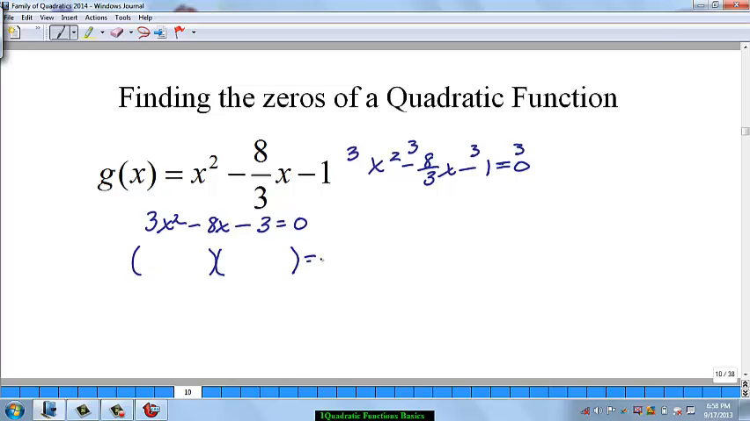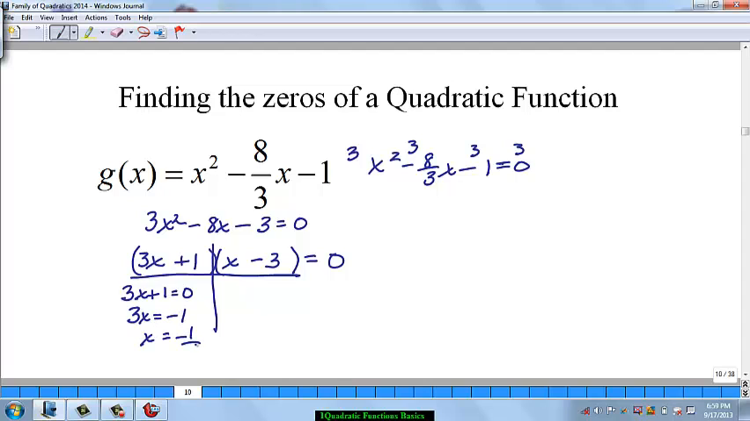Now you can split the middle if you want. I have 3x and x, and I have a minus 3 here and a plus 1. So see if that works. Yes. Big T, 3x plus 1 equals 0. 3x equals negative 1. X equals negative 1/3. X minus 3 equals 0. X equals 3. So the 2 points would be 3, 0, and negative 1/3, 0. That's where it crosses the x-axis.